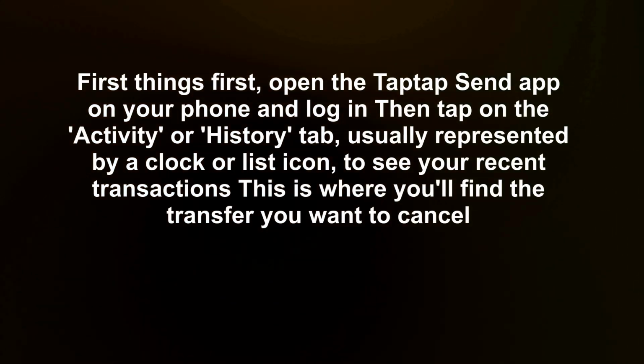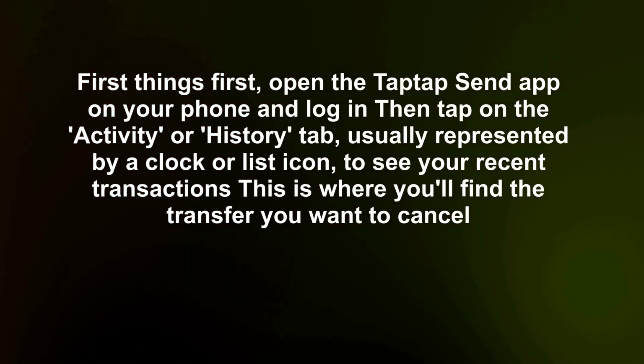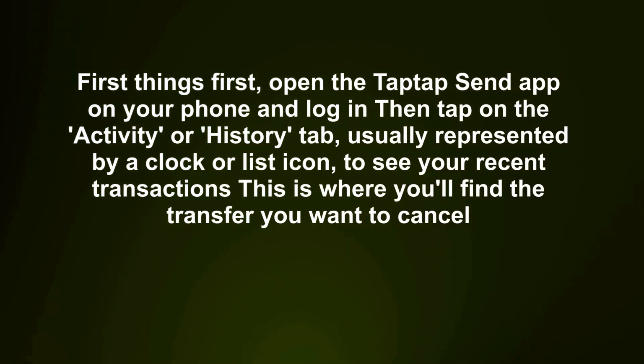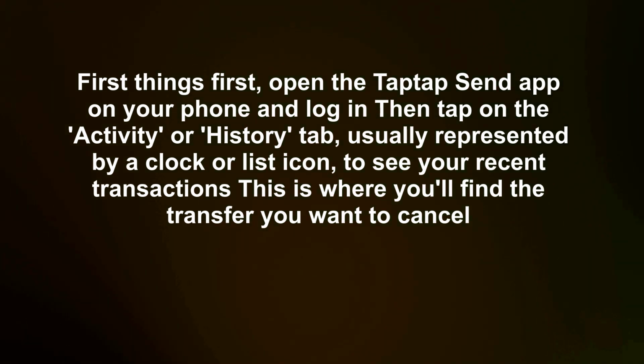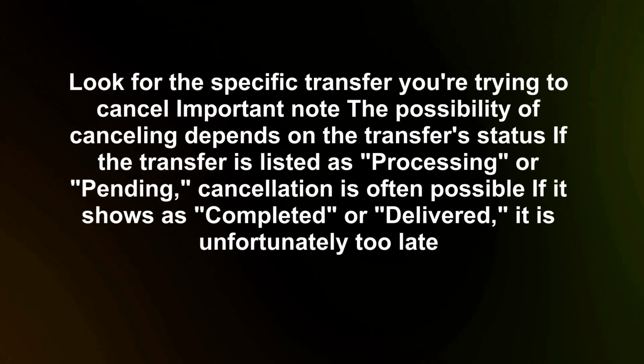First things first, open the Taptap Send app on your phone and log in, then tap on the Activity or History tab, usually represented by a clock or list icon, to see your recent transactions. This is where you'll find the transfer you want to cancel. Look for the specific transfer you're trying to cancel.